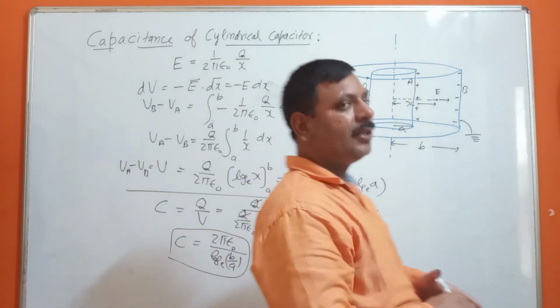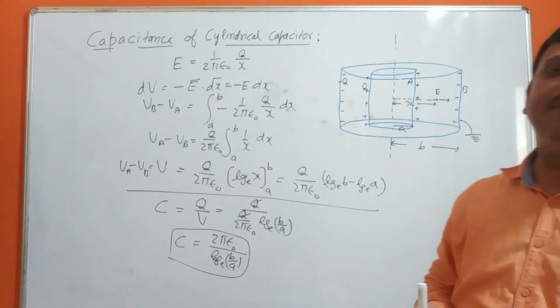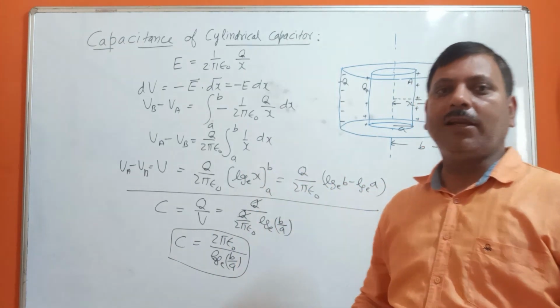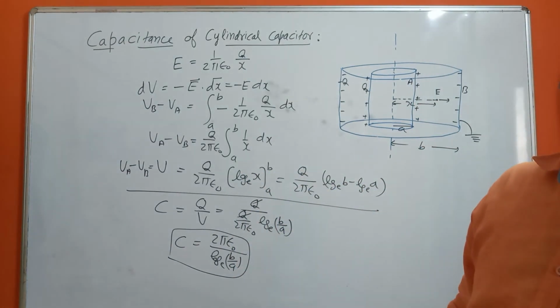By the help of this, we have found the capacitance of the parallel plate capacitor, spherical capacitor and cylindrical capacitor.